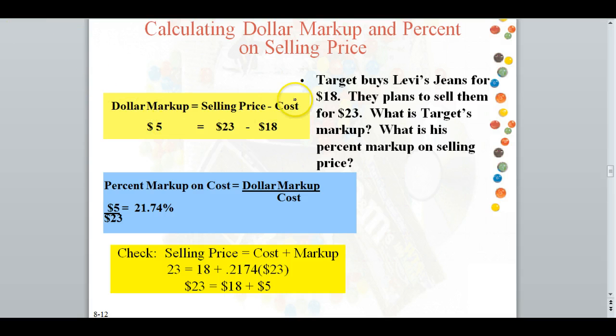So we have Target buys Levi's jeans for $18. They plan on selling them for $23. What is Target's markup? And again, we found this earlier, it's $5. 23 minus the $18 it cost us is $5. So what is Target's percent markup on the selling price?